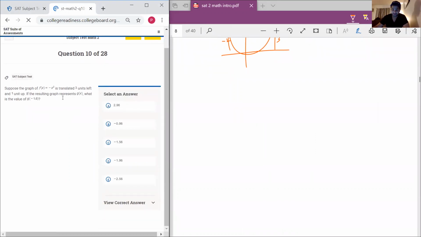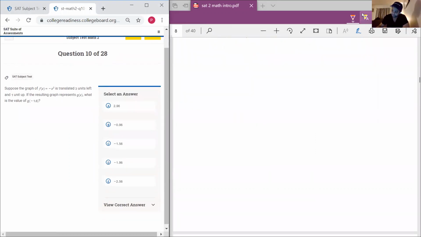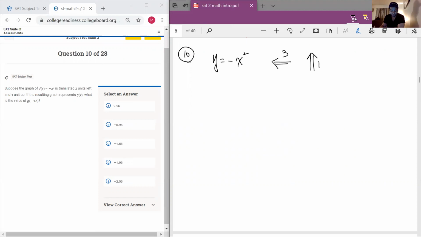Okay, question 10. Suppose the graph of -x squared is translated 3 units to the left and 1 unit up, and you get the resulting graph of g of x. What is the resulting value of g of -1.6?